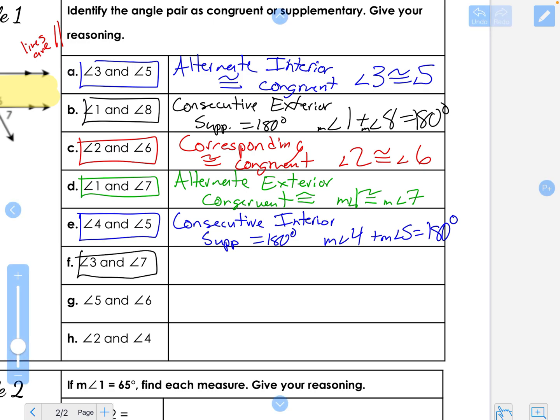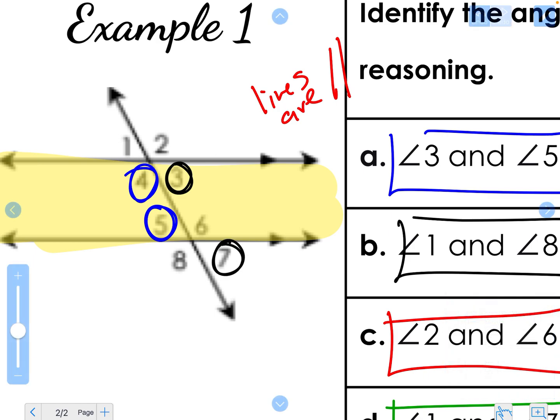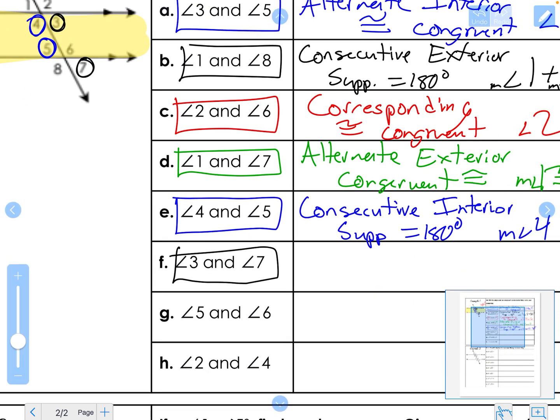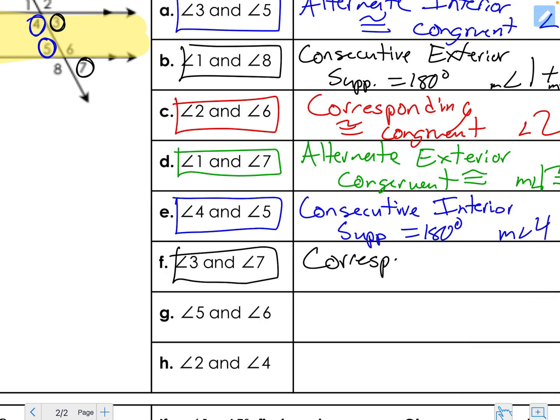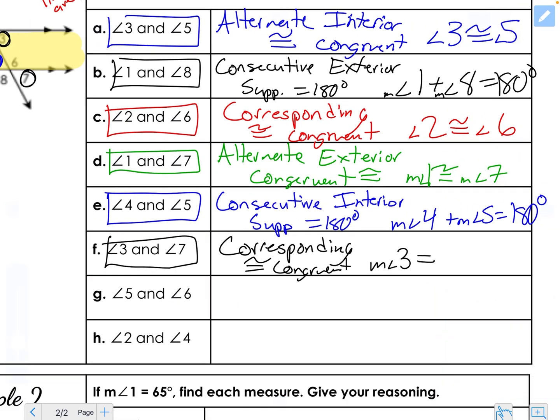Now let's look at 3 and 7. So 3 is interior, 7 is exterior. So here's a quick tip. If I have one interior and one exterior, they are always going to be corresponding angles. Because for them to be in the same position as each other, one must be interior, the other must be exterior. Now corresponding angles are congruent, so I know that angle 3 is congruent to the measure of angle 7.